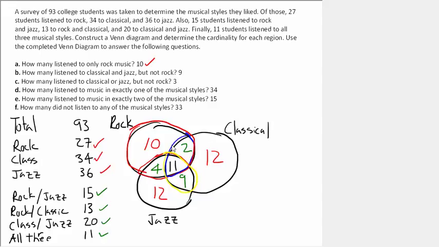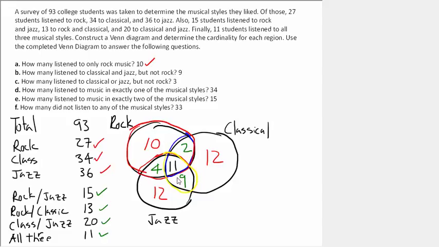How many listen to classical and jazz, but not rock? Classical, jazz, but not rock. Which means we want to remove a section. Since these are the rocks, we don't want to consider anybody in that red circle. Which means we're only looking at the 12, the 9, and the 12. But here's where we have to be careful. It says listen to classical and jazz. We've already eliminated rock, but where is classical and jazz?